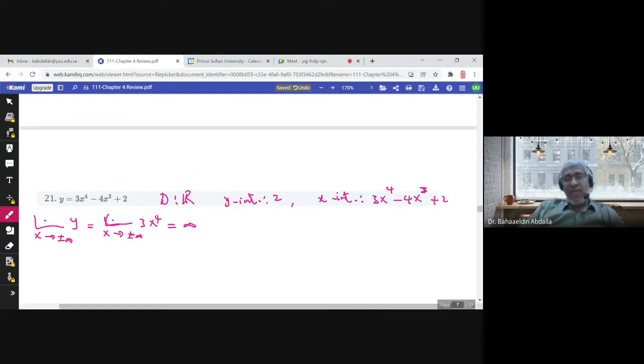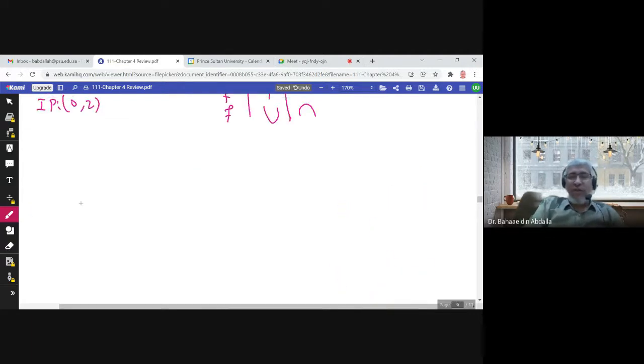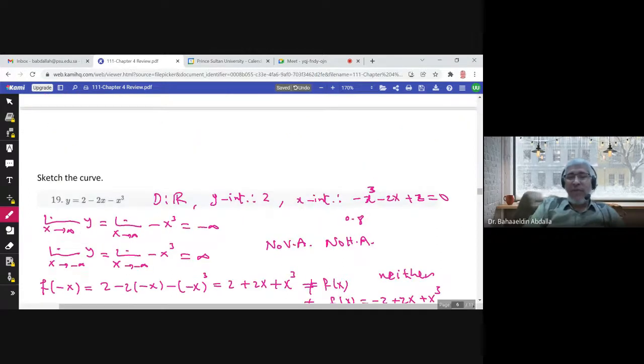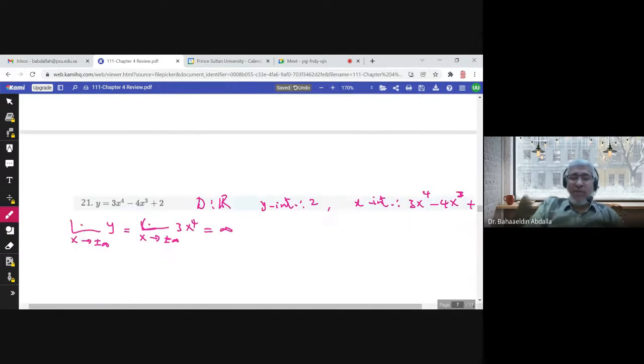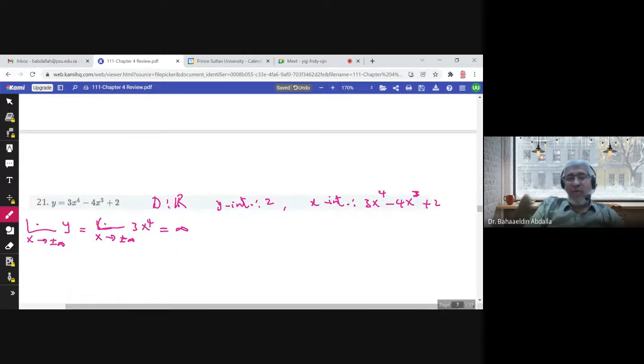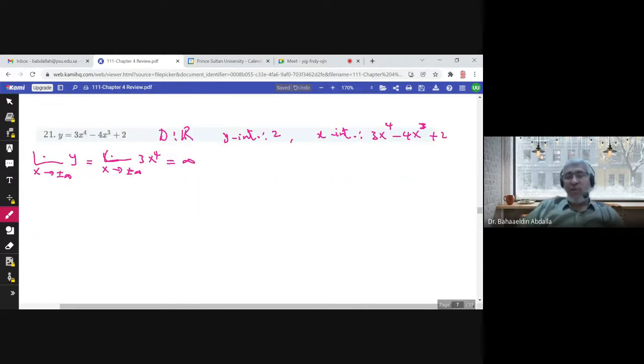And this is exactly what we know about x to the power 4. Usually with x to the power 3, one end behavior will be up and the other end will be down. But for x to the power 4, either both go up or both go down.